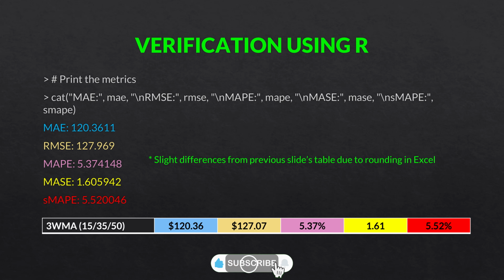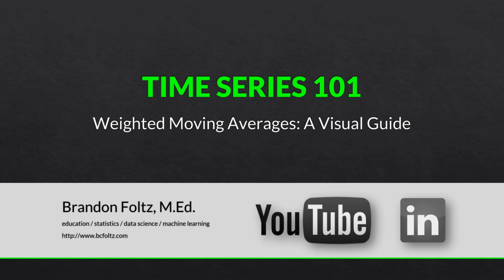So the mean absolute error is 120.36. Root mean square error is in the 127s, give or take because of rounding. The MAPE is 5.37%. The MASE is 1.61, and the SMAPE is 5.52. So mathematically, they're all the same in R as I calculated in Excel. Sweet. So that wraps up this video on weighted moving averages, a visual guide.